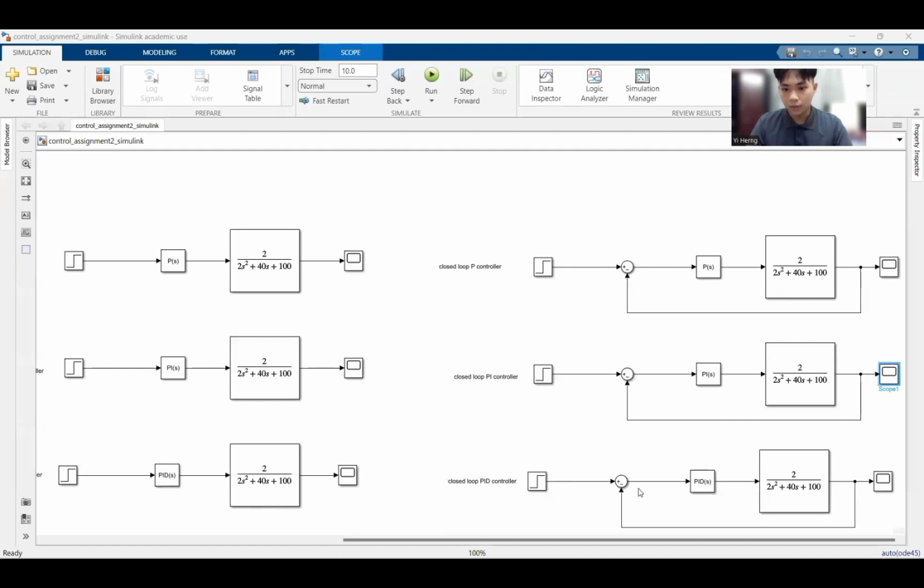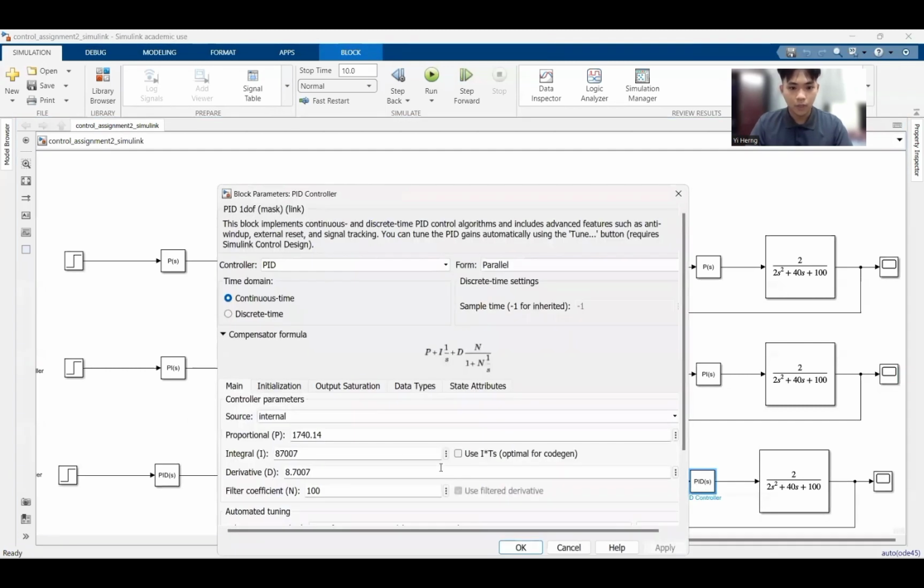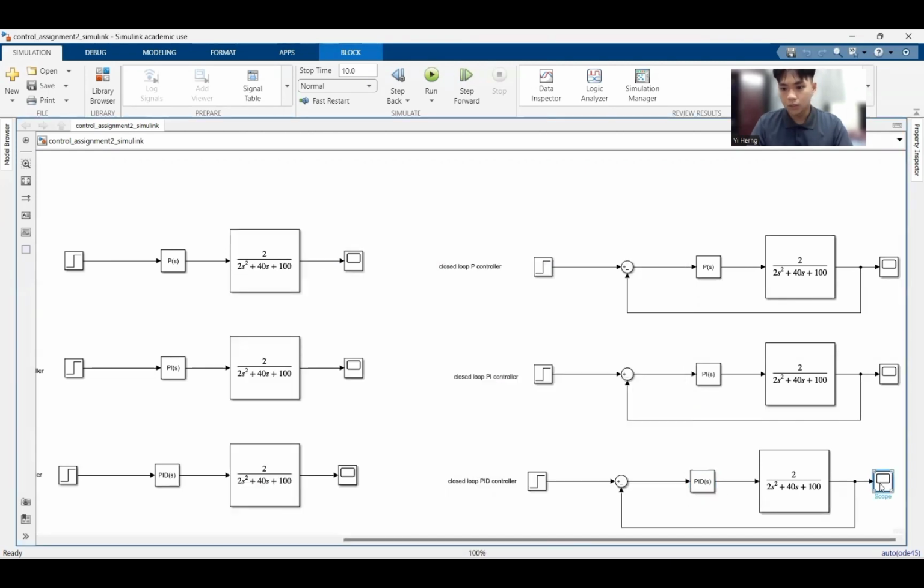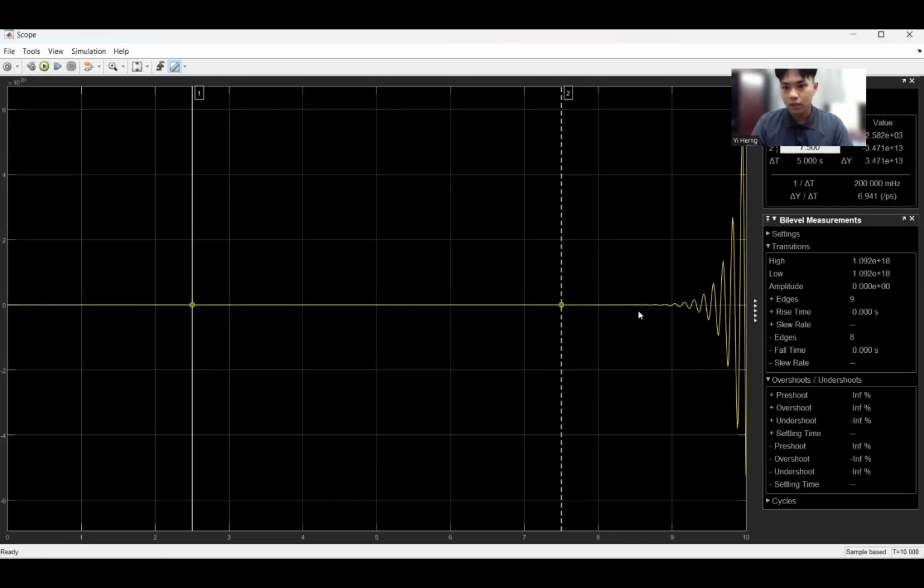The last one is the PID controller. Same, the values are calculated manually, and the filter coefficient is 100. This is the output of the scope. It shows it is unstable with infinite overshoot and no rise time.